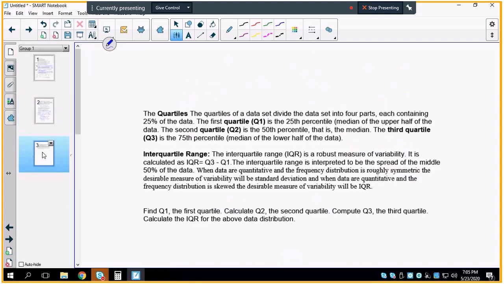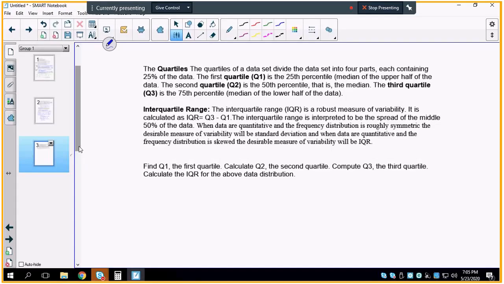Finally, we will talk about the quartiles. The quartiles of the data set divide the data set into 4 parts, each containing 25% of the data.